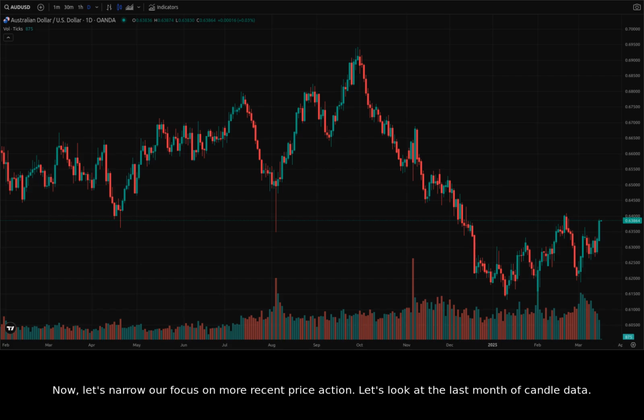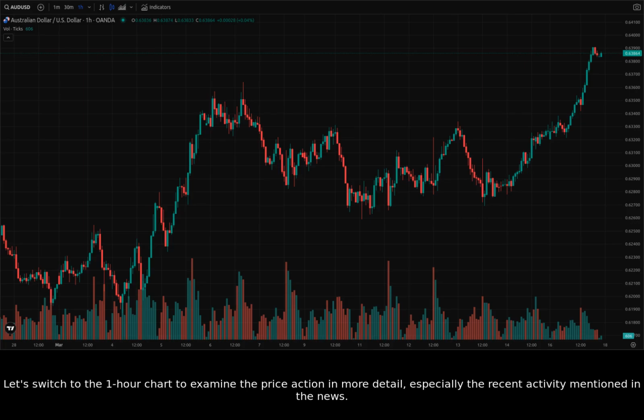Now, let's narrow our focus on more recent price action. Let's look at the last month of candle data. We can see it oscillating between roughly 0.62 and 0.64 over the past month. This could represent a period of consolidation where the market is digesting recent news and waiting for a catalyst.